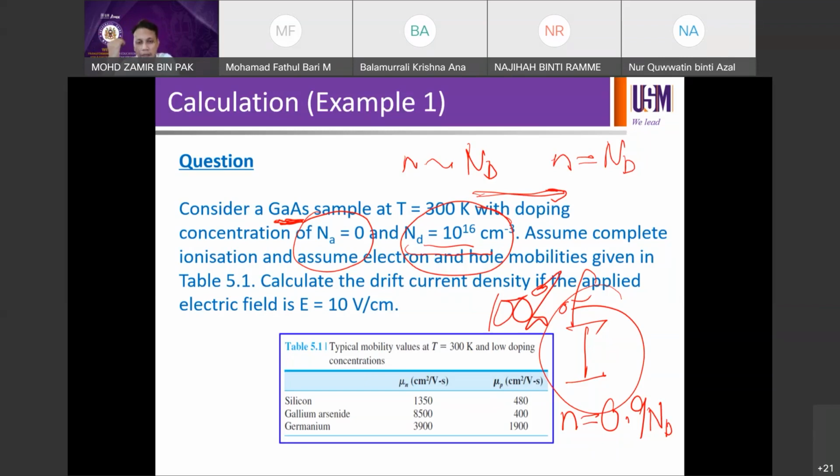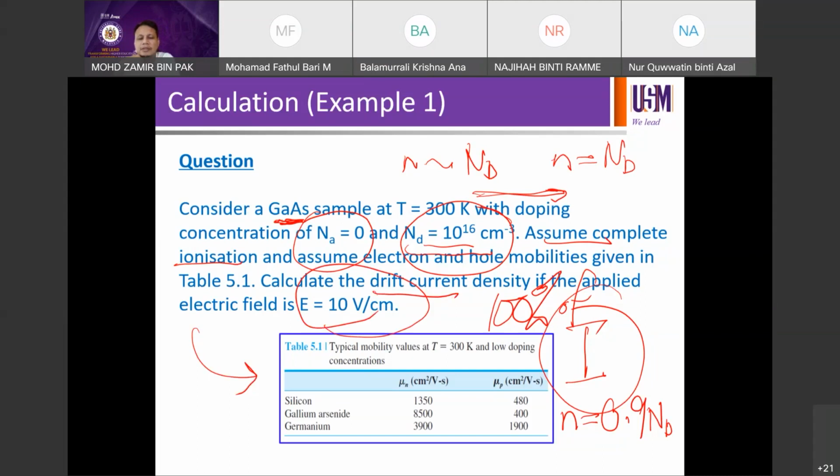Don't forget that, right? So see, the question is about drift, but the very same information can also be stretched to ask about some other previous concept that we've discussed. Assume complete ionization. This one is stated already. And assume electron and hole mobility is given in table 5.1 below. Calculate the drift current density if the applied electric field is 10 volt per centimeter. Your E is given already, right? So what is the question? Calculate the drift current density.